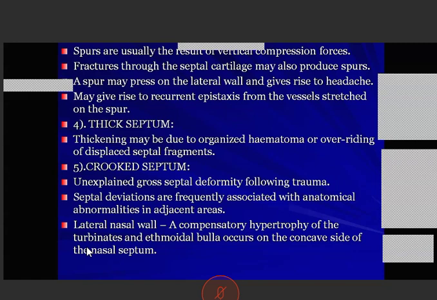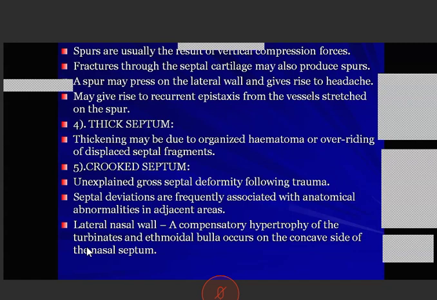And next is a crooked septum. In a crooked septum there is no certain shape to the septum, so it can be deviated to any form. There is an unexplained gross septal deformity following trauma. Septal deviations are frequently associated with anatomical abnormalities in adjacent areas, like a concha bullosa. Concha bullosa is nothing but a pneumatized middle turbinate. If there is a big pneumatized middle turbinate, it will deviate the septum to the other side. Like that, any anatomical abnormalities may lead to the deviation of the septum.